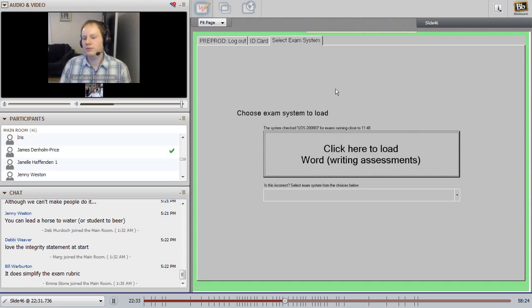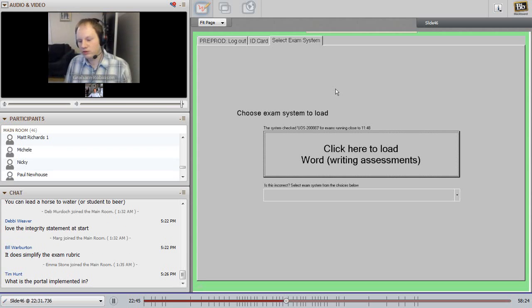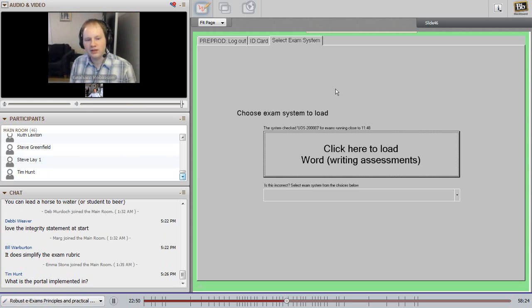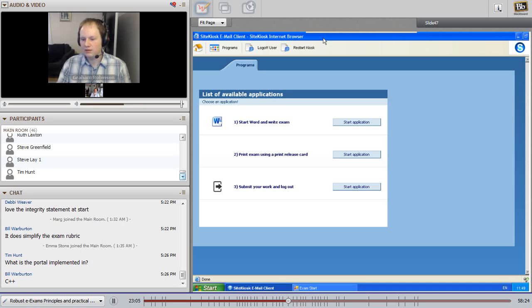So I said that we changed the design of this very slightly. So we've made this big button say click here to load. We've got some students who don't write on paper, people with specific learning differences, they use a computer. So they've got the entire same startup system that we have for Perception. So the invigilator knows how to get them to this point. And then we've got a different product called SiteKiosk. So this is a security bit of software.